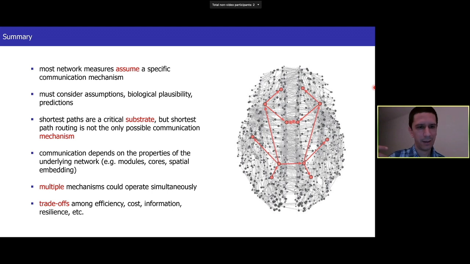And then finally, that a lot of these very complex questions are occurring in the context of multidimensional trade-offs, where we're thinking about the efficiency, the cost that it takes to maintain a communication mechanism, how much information would be required to impart to a given signal, the resilience of these communication mechanisms to damage and so forth.